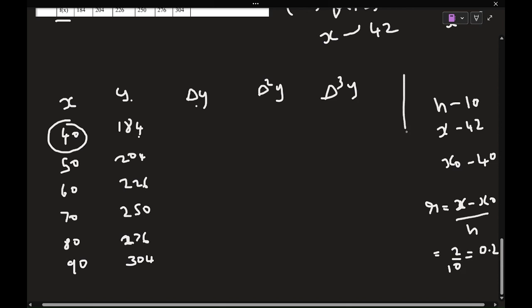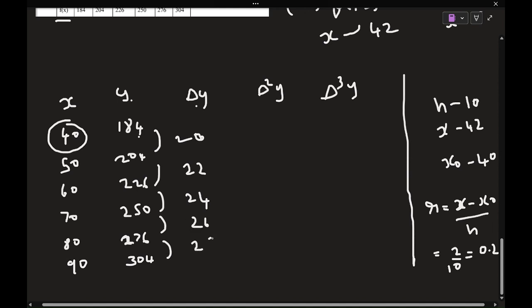I want my r value. Now the other values which I need are del y, del square y, del cube y, and I substitute them in my forward difference formula to get my final answer. For del y, I'll use these two: 204 minus 184 is 20. 226 minus 204, that is 22. 250 minus 226 is 24. 276 minus 250 is 26. 304 minus 276 is 28.